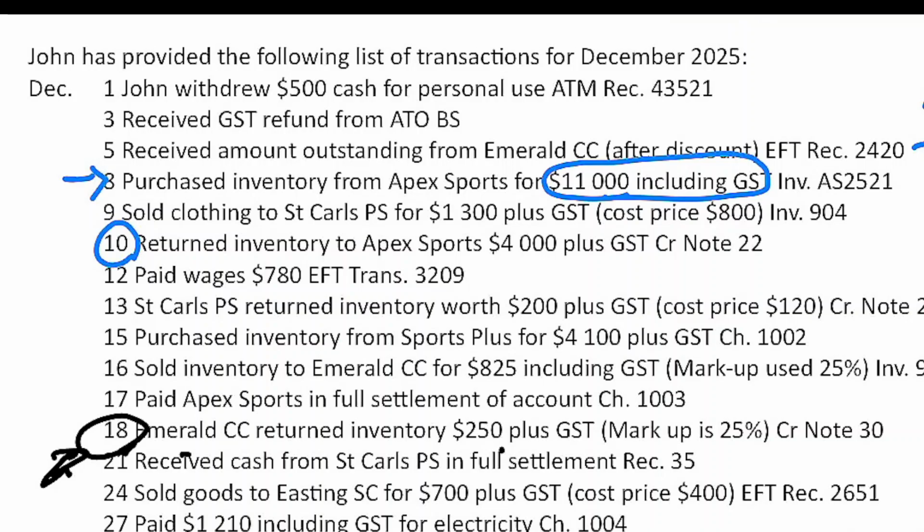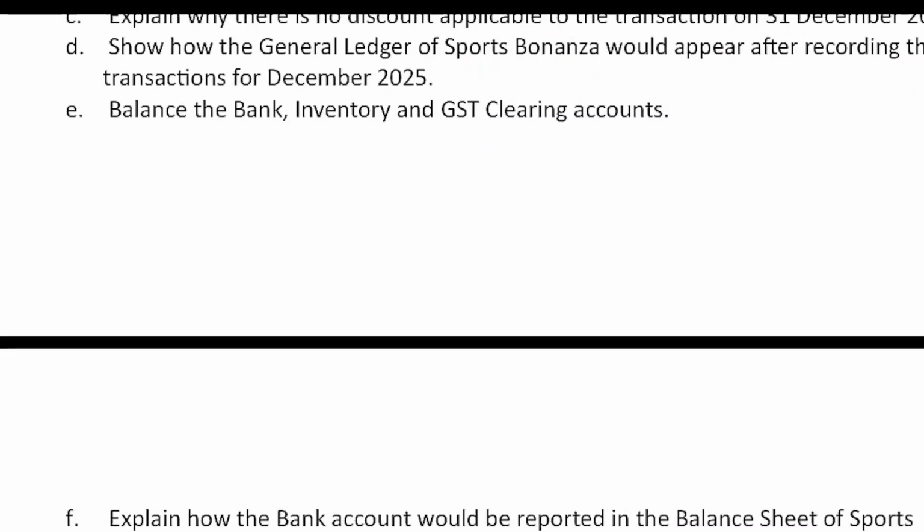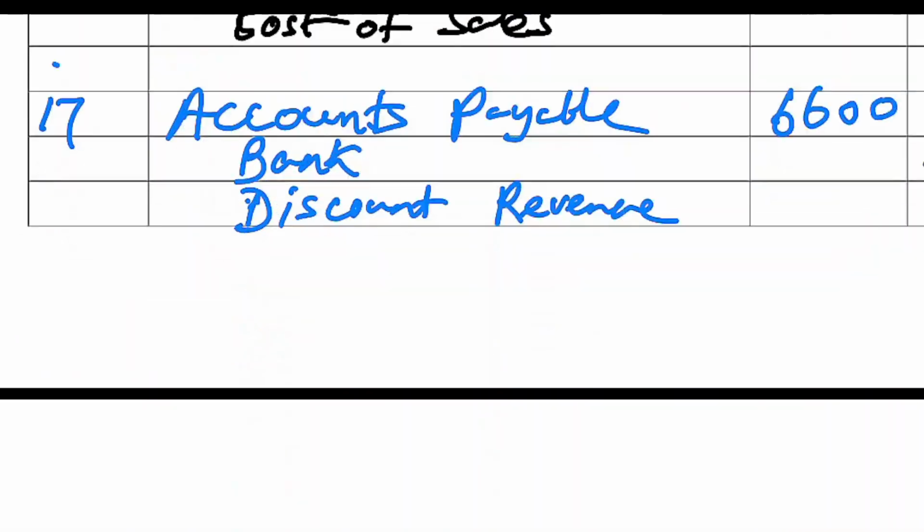No, but we have to take into account the credit terms. I'm asking how much St. Carl's is owing us before the discount. 1210. Everybody is wrong. Nobody calculated it correctly. Tanush, how much did you get? I was way off. Okay, then how much do you subtract? 220. Why 220? Because that's how much they returned.